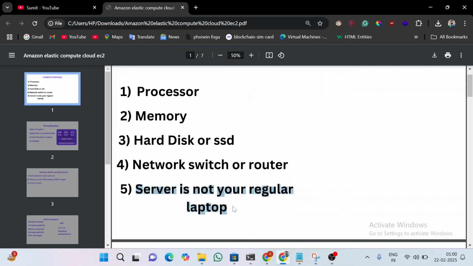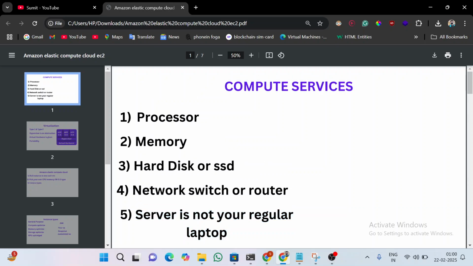The real point is that your computer also consists of these four things, but a server is not your regular computer. Although the regular computer is nowadays very powerful, and you can run some web services or app services on your own computer by configuring them, actually it's not ideal. They are not meant for these things.